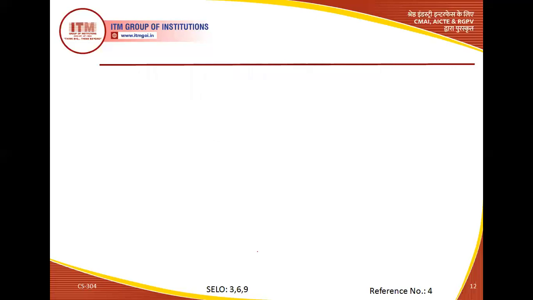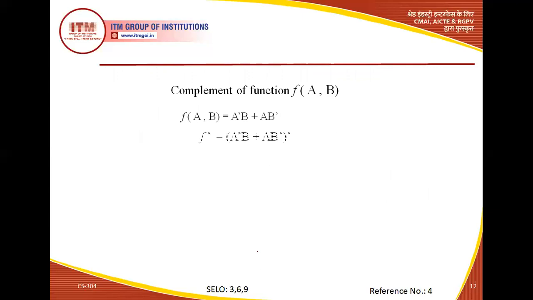Now we see what the complement function is. For the complement of function f, we can write f dash. So we will apply the inversion on the entire function. Inversion means bar. So it can be written as (A dash B plus AB dash) whole dash. Now apply the De Morgan theorem. So it can be written as (A dash B) dash dot (AB dash) dash.